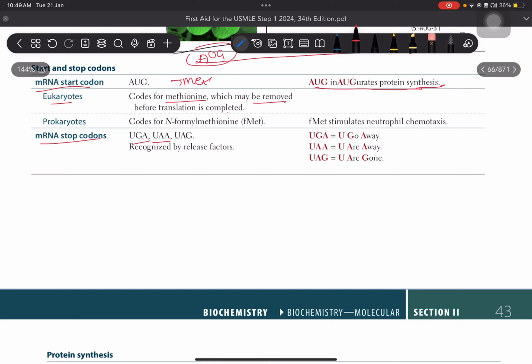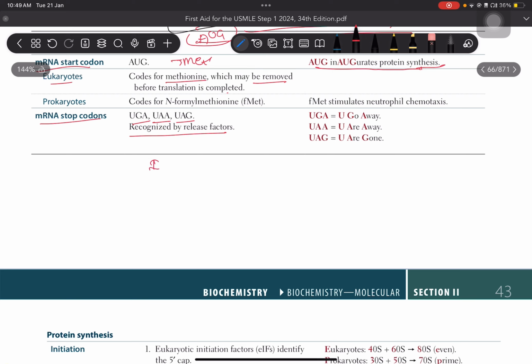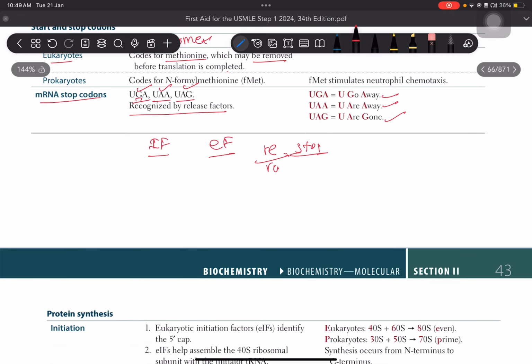mRNA stop codons UGA, UAA, UAG are recognized by release factors. What are release factors? For the synthesis of your protein, which is nothing but translation, you need factors: initiation factors, elongation factors, and release factors. These release factors stop the translation, which ends your translation. Release factors recognize these codons, UGA, UAA, UAG. How to remember this? UGA, you go away; UAA, you are away; UAG, you are gone. Once the release factors see these codons, they abruptly stop all your translation.